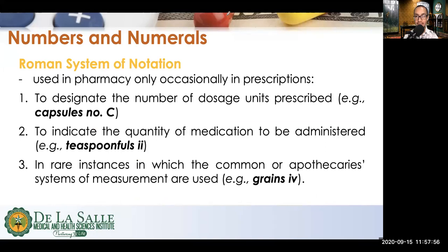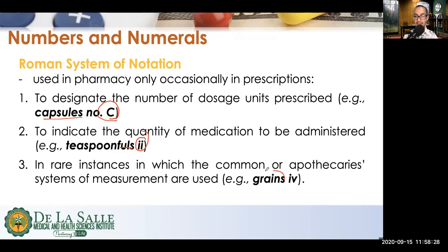Now, in pharmacy, how are we using the Roman numerals? In fact, we use Roman numerals to designate the number of dosage units prescribed, as you can see here. So 100 capsules, or to indicate the quantity of the medication to be administered, 2 teaspoonfuls, or in rare instances in which the common or apothecary system of measurement are used.